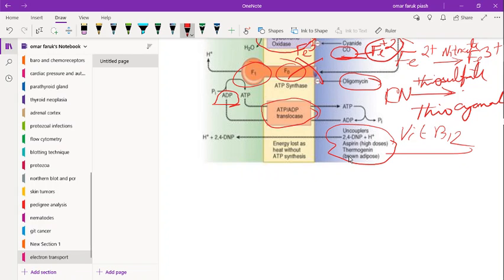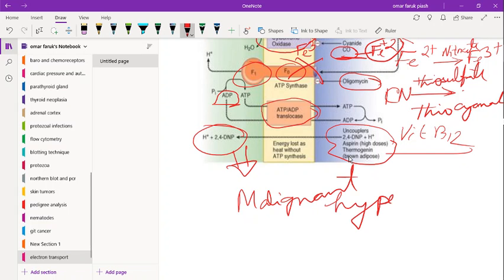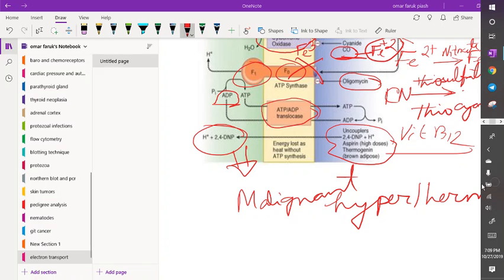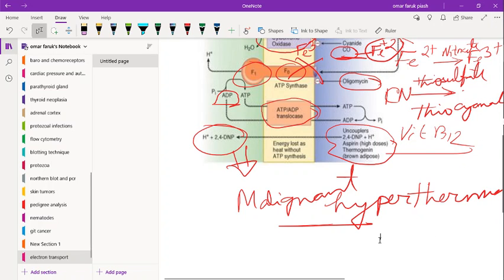Why did this patient die, who was taking 2,4-dinitrophenol? This patient died due to malignant hyperthermia, because here no energy is generated in the form of ATP. All the energy is wasted as heat. That's why these very serious things happen in this case.